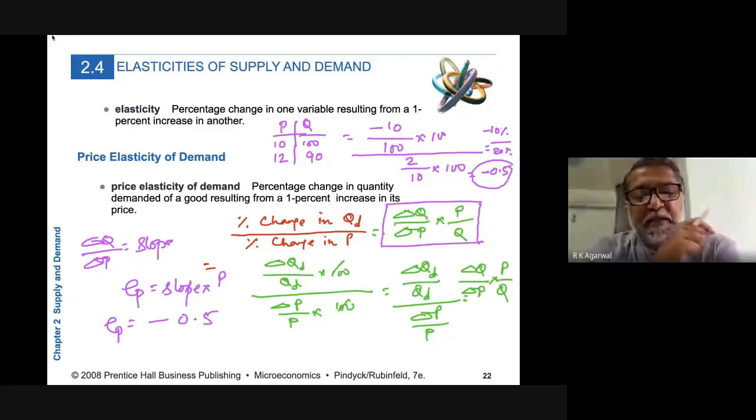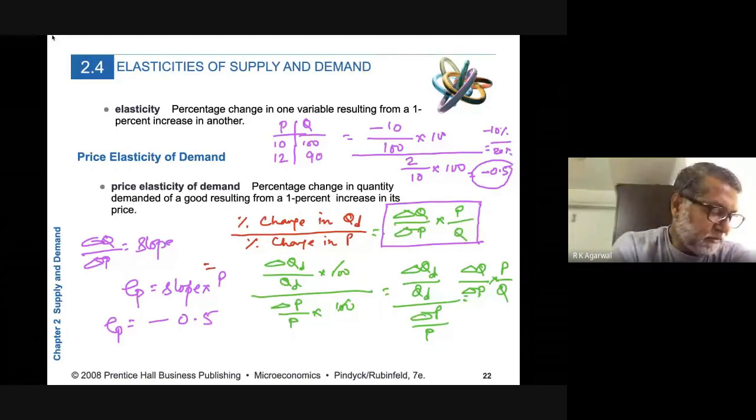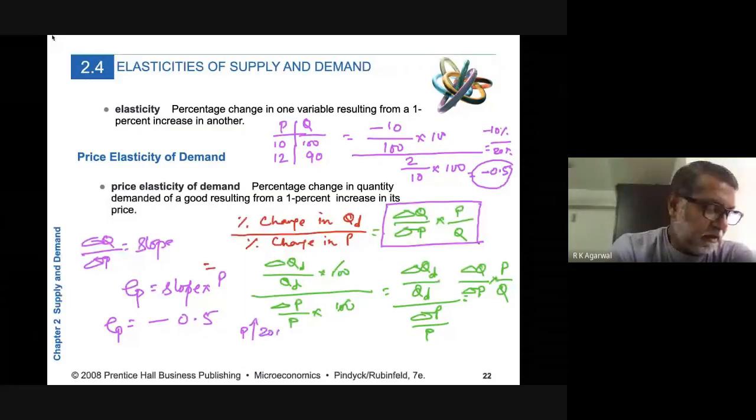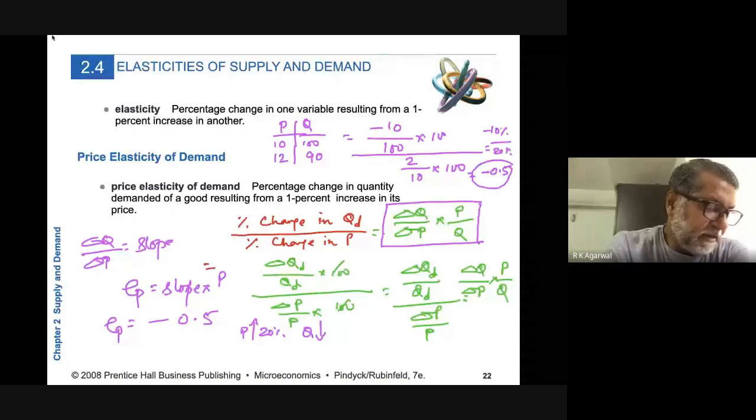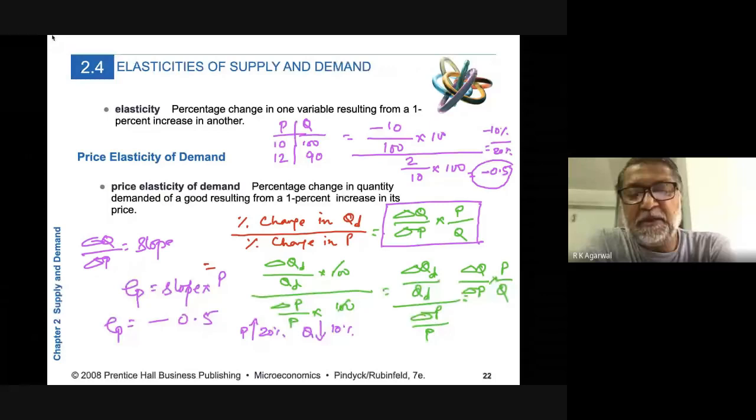What did I say? If price goes up by 20%, how much will demand fall? Exactly half of the extent of increase in price. That is 10%. Why half? Price goes up 20%, demand falls 10%, which is just half of the price change. Why? Because elasticity is 0.5.